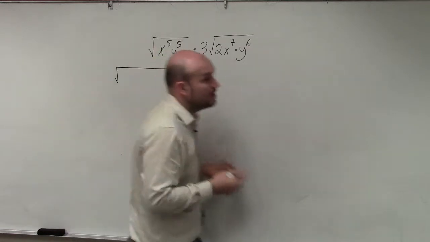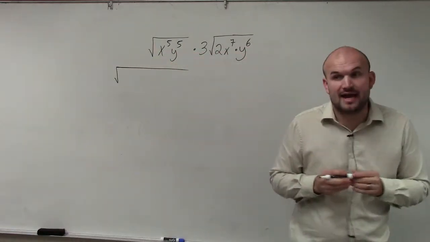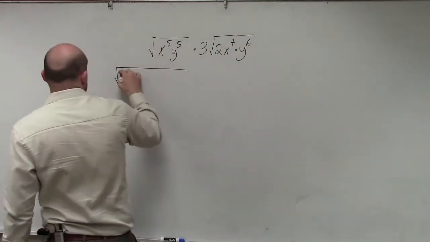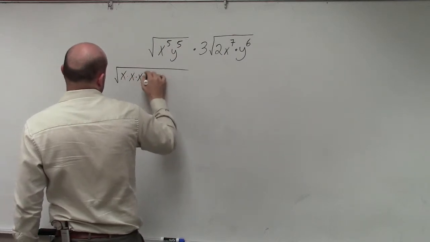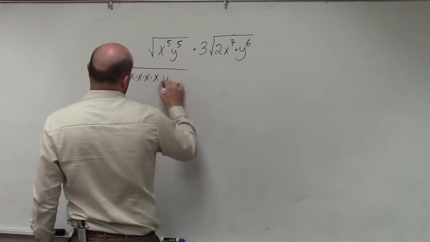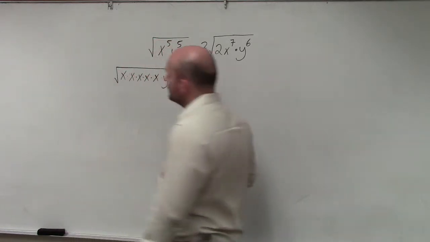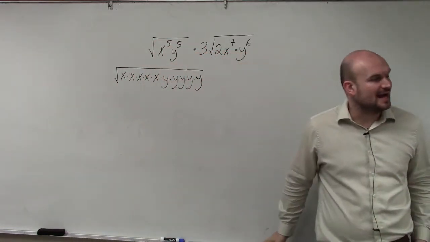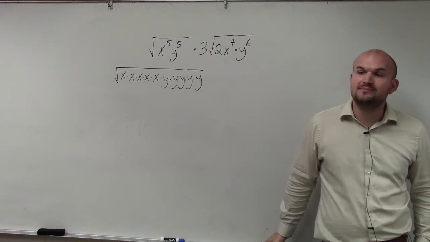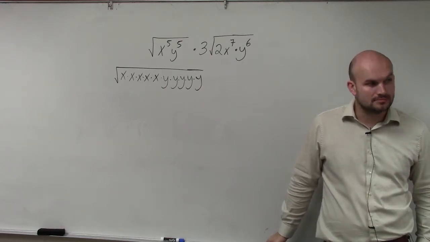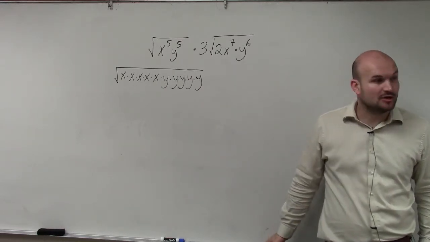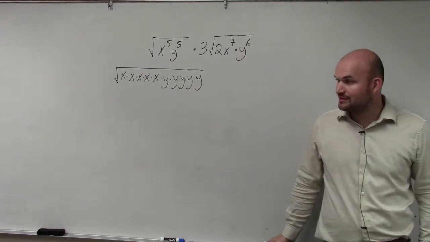So we could rewrite x to the fifth and y to the fifth as x times x times x times x times x and y times y times y times y times y. But why? Does everybody understand that x multiplied by itself 5 times is the same thing as x to the fifth power? OK. And y multiplied by itself 5 times is the same thing as y to the fifth.